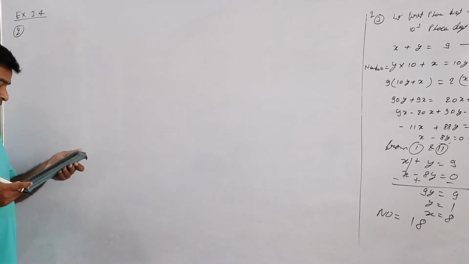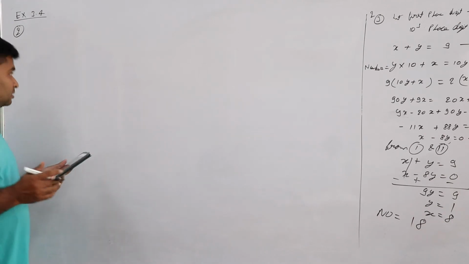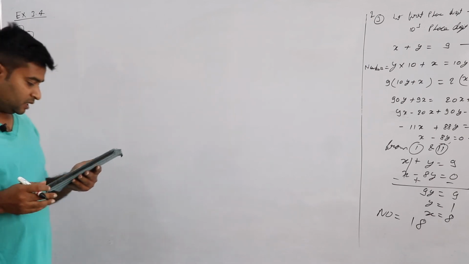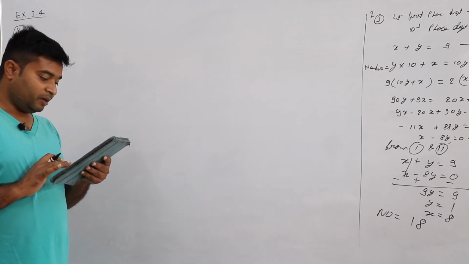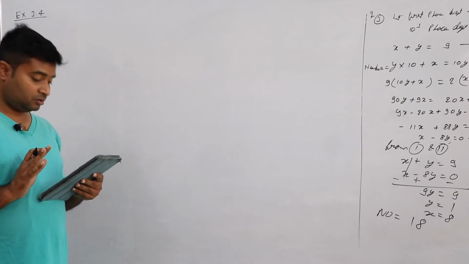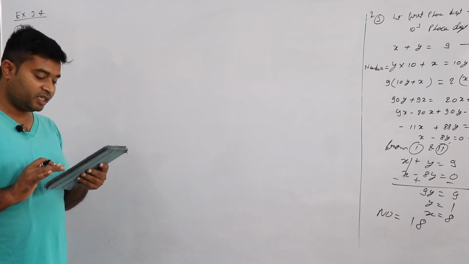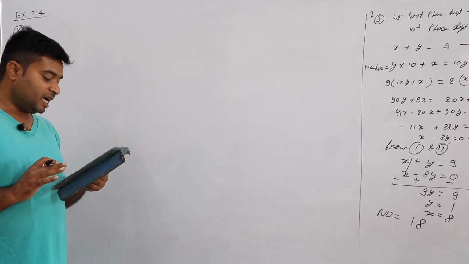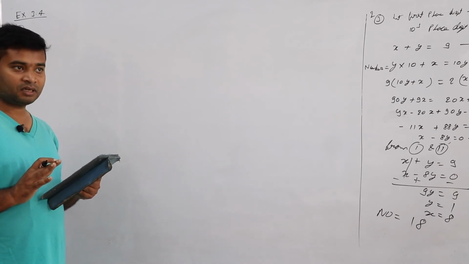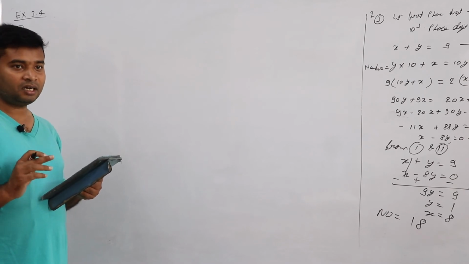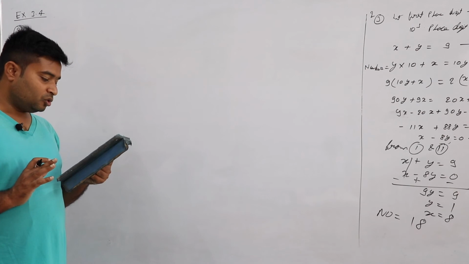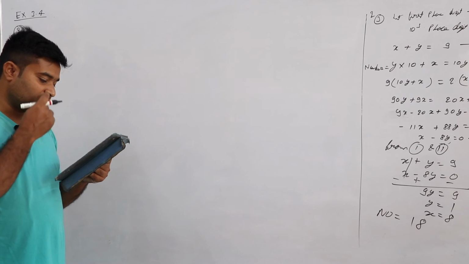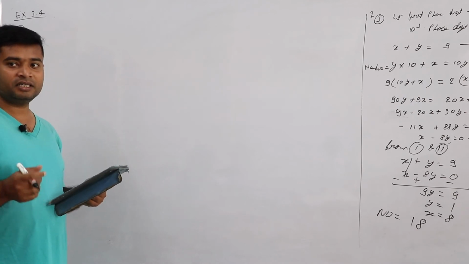If copied, see the next question. Question number 2. The question is saying Meena went to a bank to withdraw rupees 2000. She asked the cashier to give her rupees 50 and 100 notes only. Correct? 50 rupee notes and 100 rupee notes. Meena got 25 notes. Find how many notes of rupees 50 and rupees 100 she received.